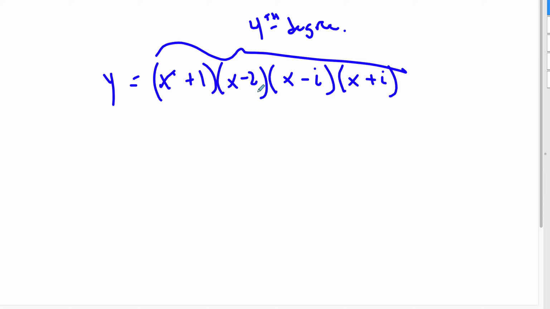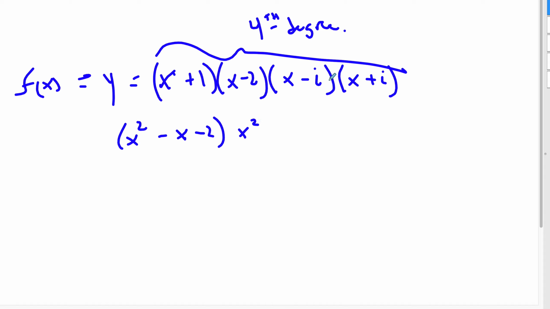Now, x plus 1 times x minus 2, and I just want to prove to you that this will end up being what we'd expect. We'll call this f of x, and f of x will end up being a nice fourth degree model, which is unsurprising. So x times x is x squared, minus 2x plus 1x, so minus x. 1 times negative 2 is negative 2, right? Now, x plus i times x minus i. These are conjugates, right? So it's going to end up being what?